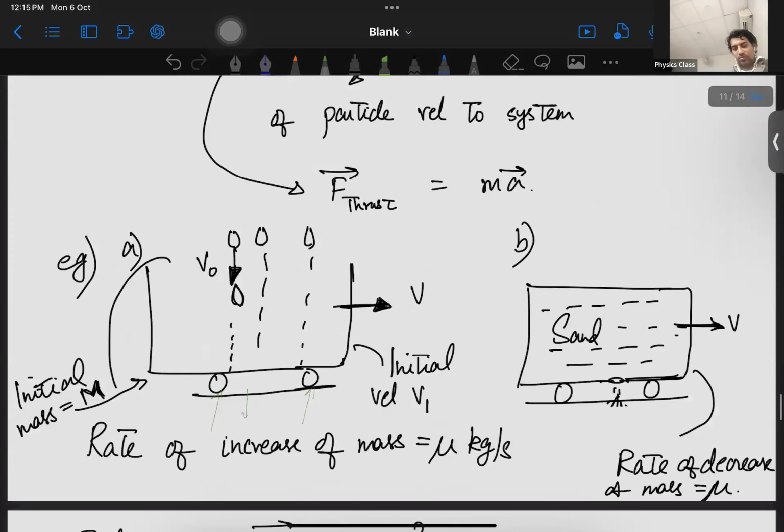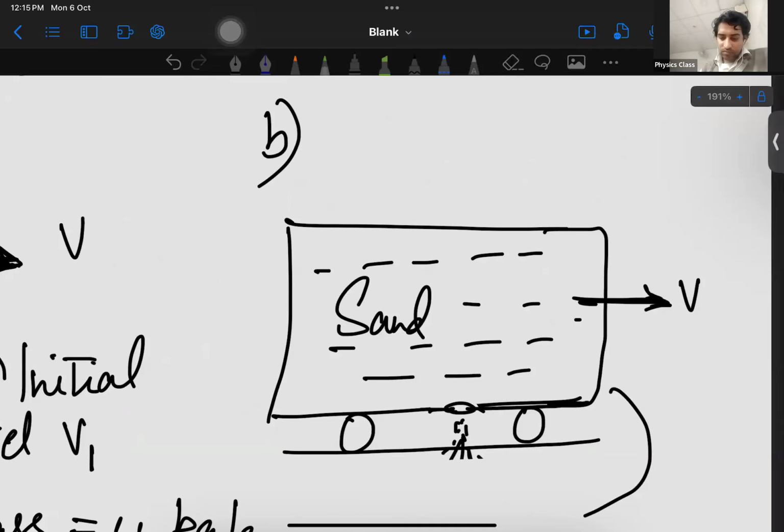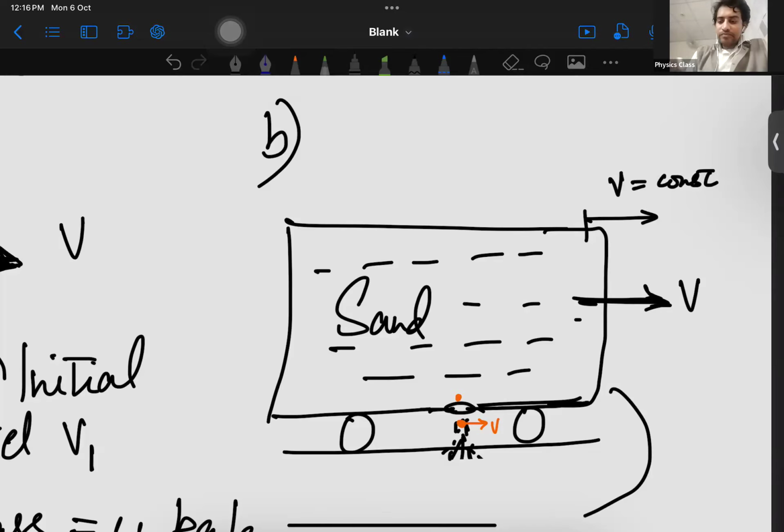What about the second one? The problem here is what is the relative velocity between the particles which are just leaving and just before? Don't they have the same velocity? So there is no relative velocity, which means there is no thrust force. If there is no thrust force, then what is the acceleration? No thrust force, no acceleration, which means that this cart will move with a constant velocity. For all time, it will be the same, and that's all. This part is clear.